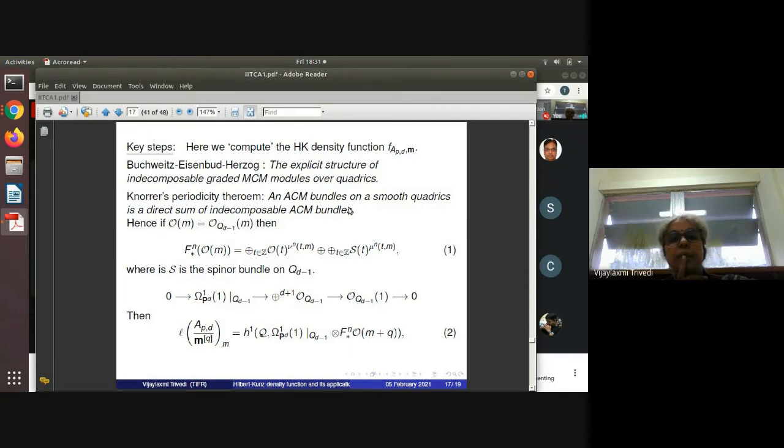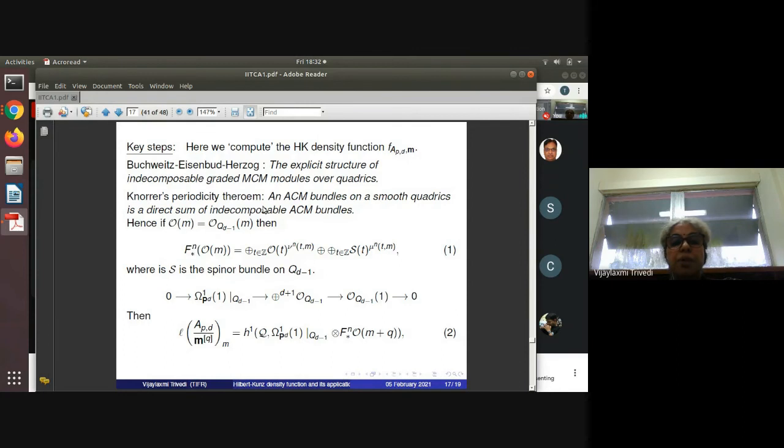So remember that Knörrer has given a classification of hypersurfaces which have maximal Cohen-Macaulay indecomposable modules. So these are arithmetically Cohen-Macaulay bundles. This is a projective version of that I'm saying. So if I take a projective variety and take an ACM bundle, on the other hand, if I take the corresponding graded ring, so MCM modules are the graded version of ACM bundles, you can say. So this is just a graded version of this projective thing.